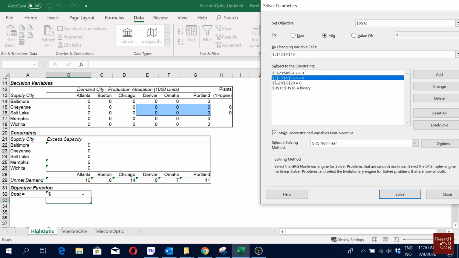So now let's look into this one, E15 to H16. So here it is, E15 to H16, all this part. All this part should be greater than or equal to 0. So we are basically saying that these values should be positive numbers. That's it, nothing much. Then here E29 to G29. So here we are saying that these unmet demand should be 0. So we have to meet all the demand.